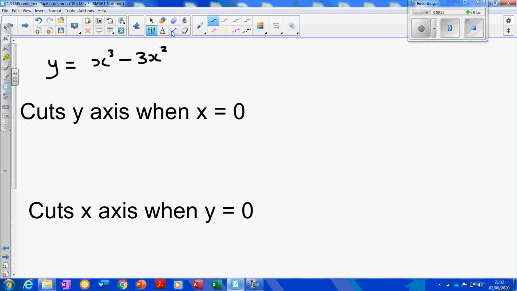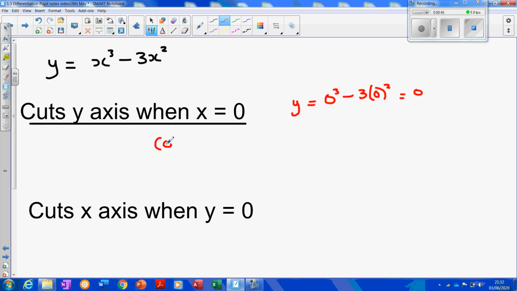So first thing you do, and get in the habit of doing it, is you make your statement. So it cuts the y-axis when x is equal to 0. Right, so we'll make x equal to 0. So y is equal to 0 to the power of 3 minus 3 times 0 squared. And that, of course, comes out to be 0. So it cuts the y-axis at the origin, which is the point 0, 0.